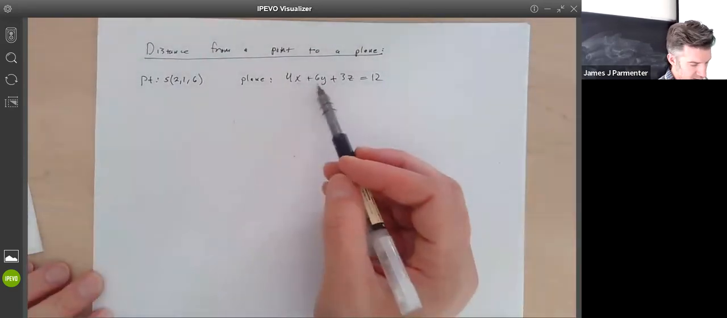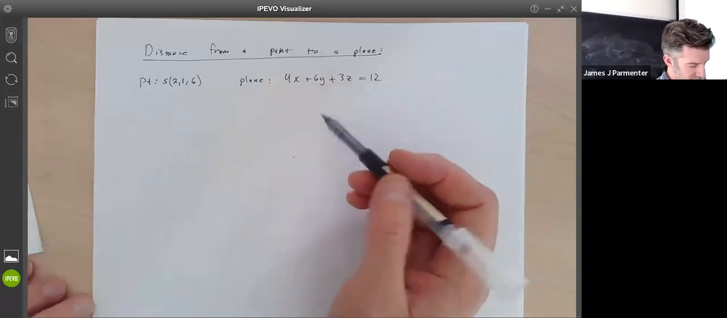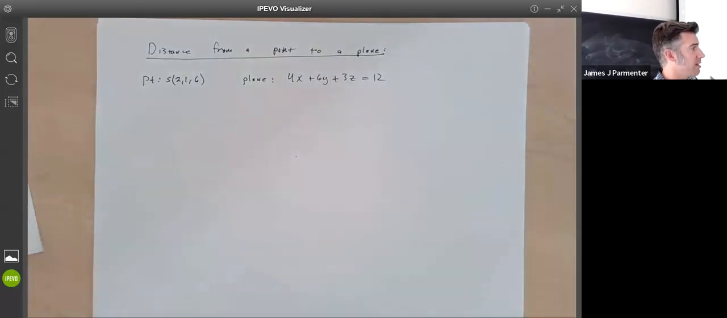You could pick 3, 0, 0. You could pick 0, 2, 0. You could pick 0, 0, 4. You could pick something else, right? There's literally an infinite number of choices.